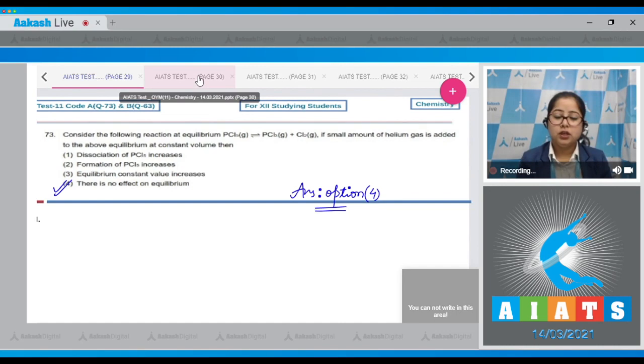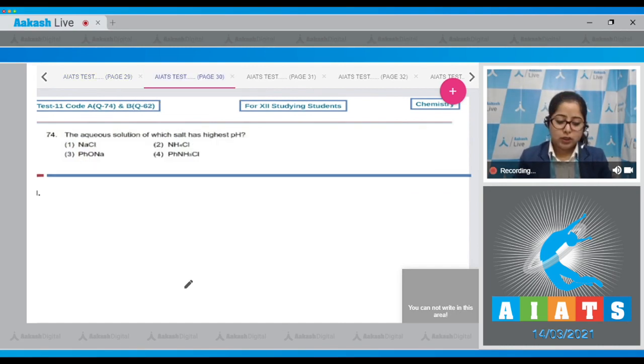Moving to the next question, which is 74. Let's read it. The aqueous solution of which salt has the highest pH? Students, the salt of a weak acid and strong base will have the highest pH value. So among the given options, the third is a salt of a weak acid and strong base. That means the correct answer is option number 3.